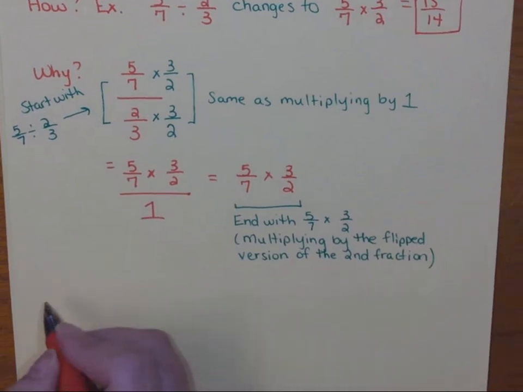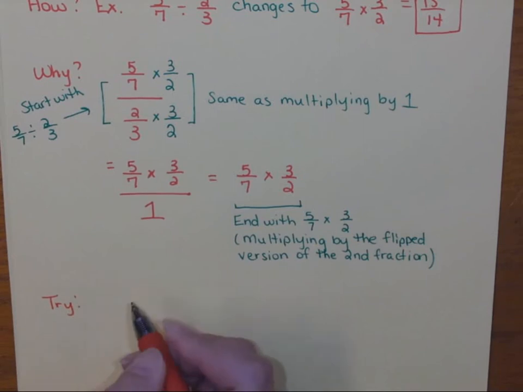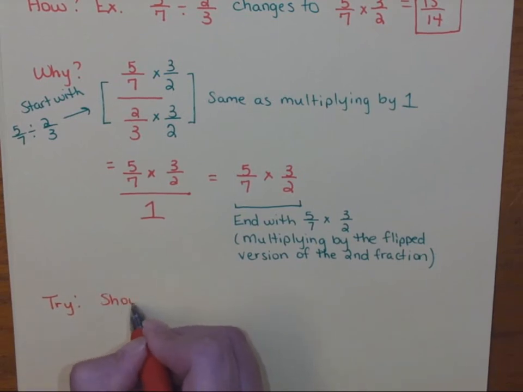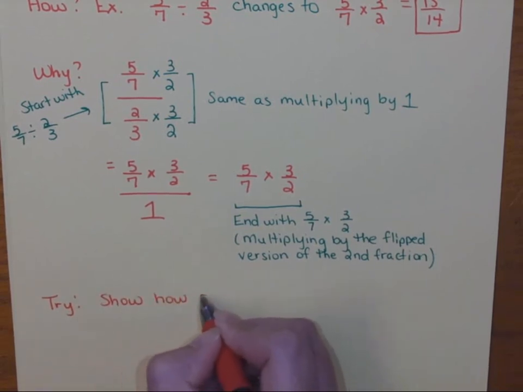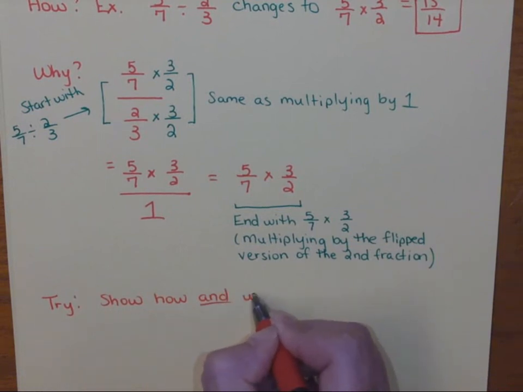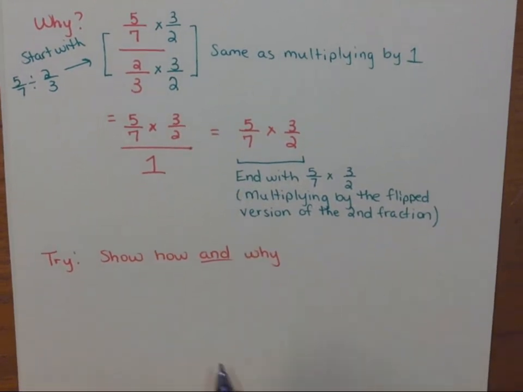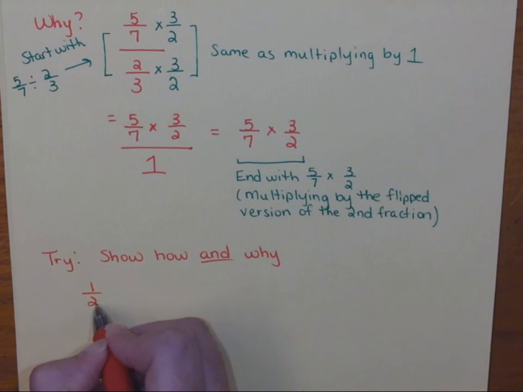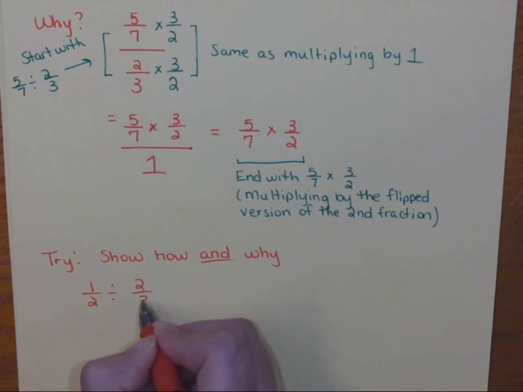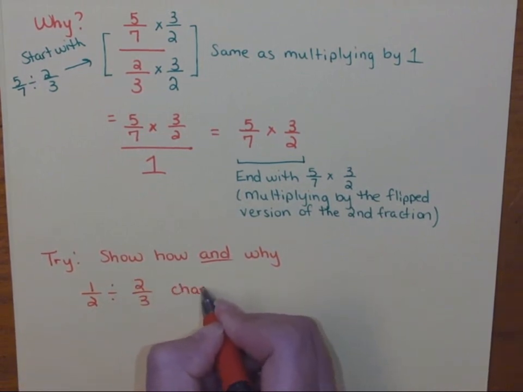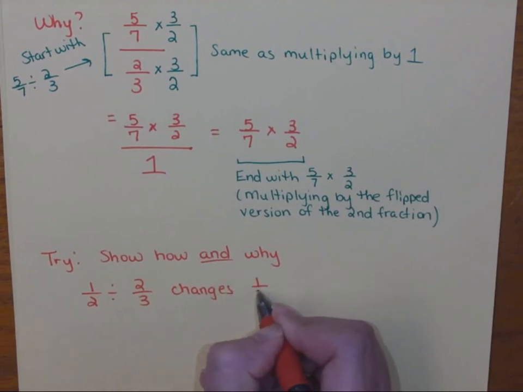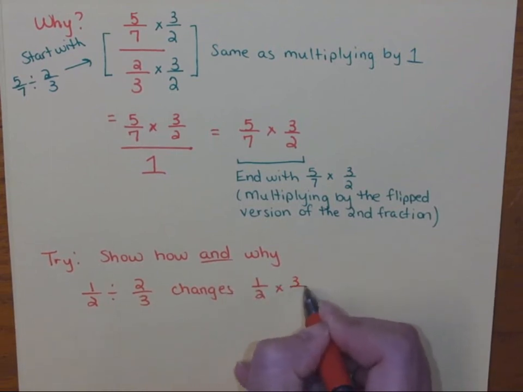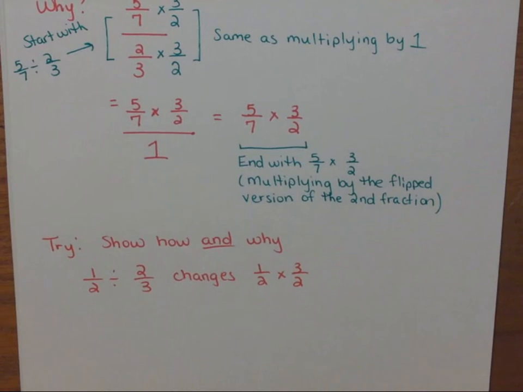All right, so I want you to try one on your own. I want you to try to show how and why. I want you to show me why 1/2 divided by 2/3 is the same as 1/2 times 3/2. So we change the second fraction and we change it to multiplication. So pause the video and see if you can do both parts, the how and the why.